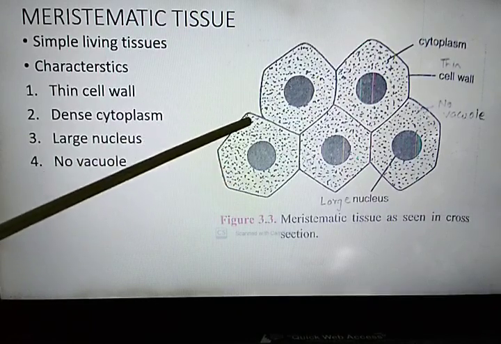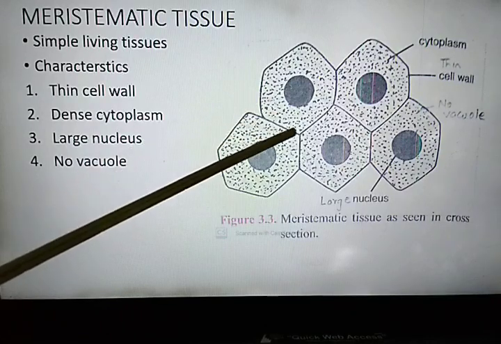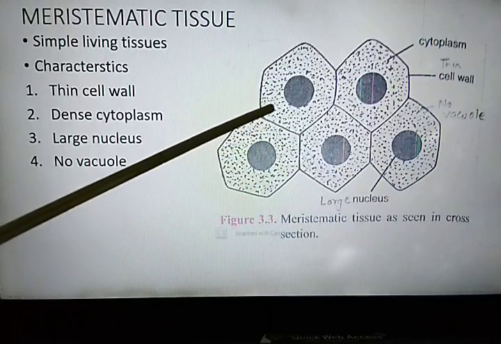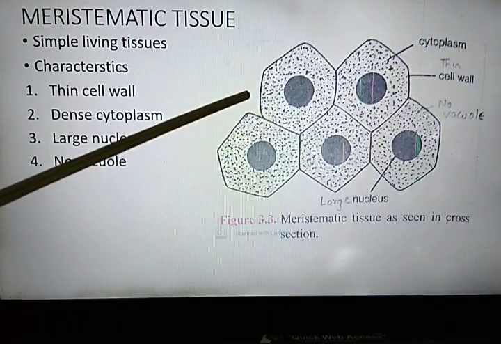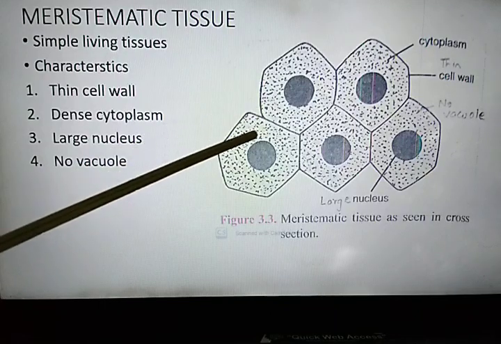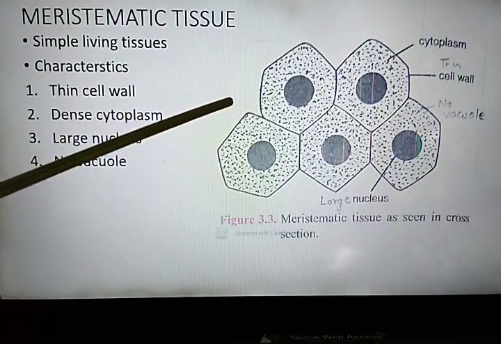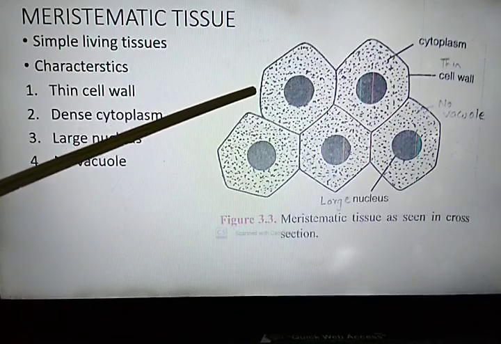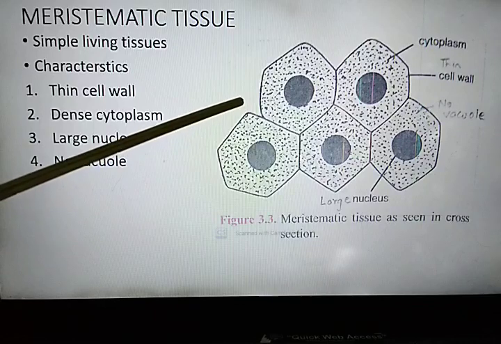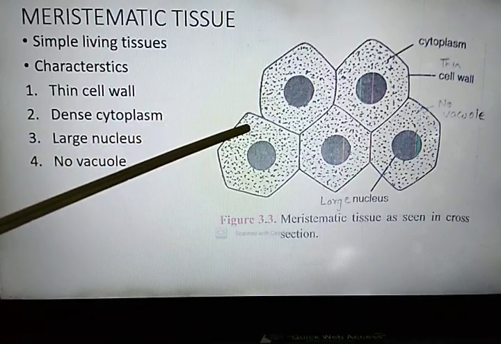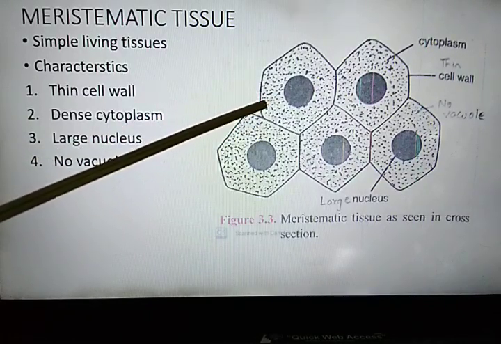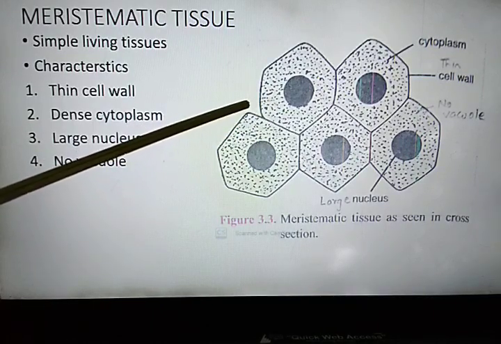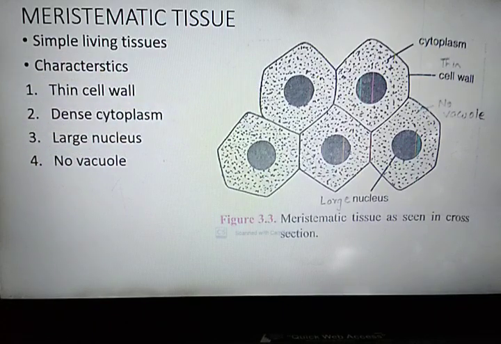Next, you can see the cells are tightly packed in meristematic tissue. No space is present between the cells. Space present between the cells is known as intercellular space. Inter means in between two cells. Intercellular means in between two cells. So, cells of the meristematic tissue are tightly packed and no intercellular space is present between them.